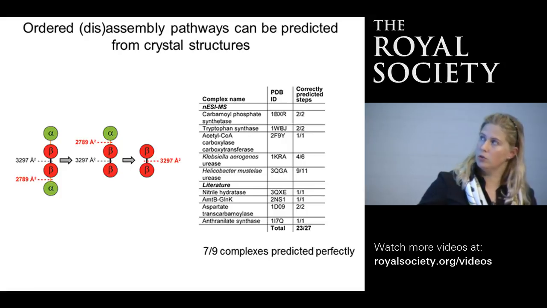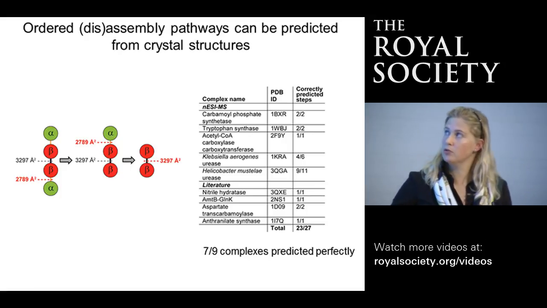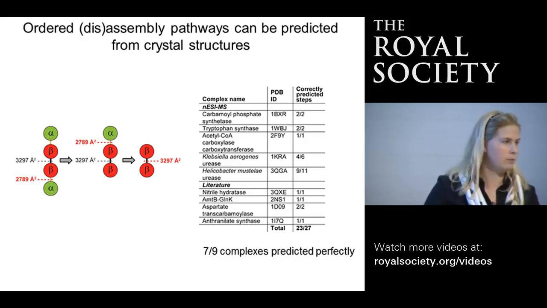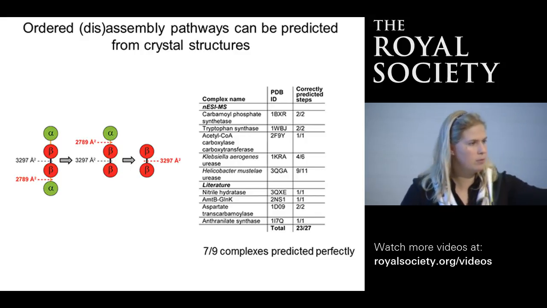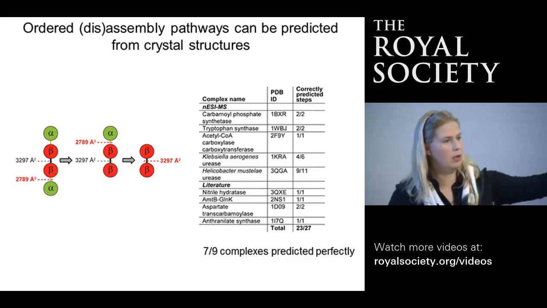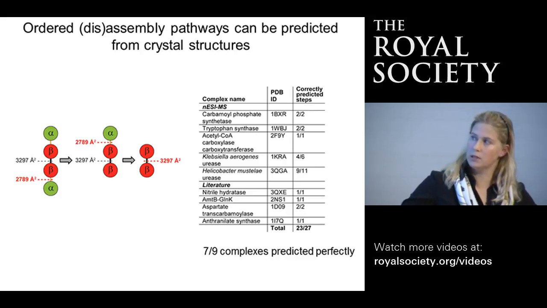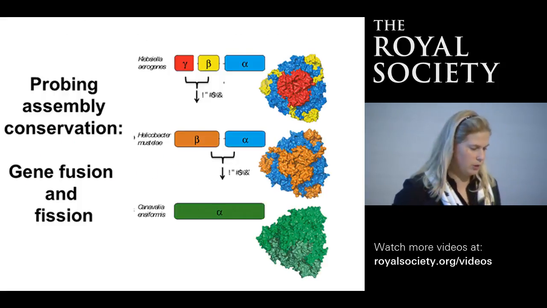And then again, we showed, by collaborating with Carol Robinson's group using nanoelectrospray mass spec, that these are indeed the pathways that are taken by the complexes in vitro. The complexes assemble, disassemble, and reassemble along these pathways. We can detect these intermediates. And the same is true for complexes where the pathway has been described in the literature.